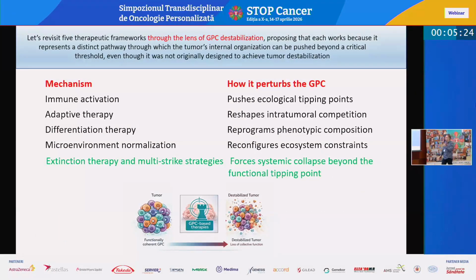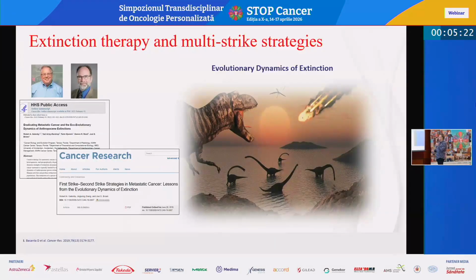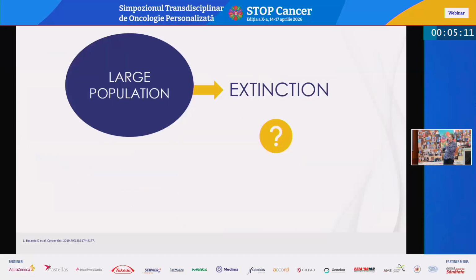Finally, the extinction therapy and multi-strike strategy. This approach finds its inspiration in the evolutionary dynamic of extinction. Each time it's the same story, even with the dinosaurs. We have, of course, the meteorite, the first strike, but it was not the meteorite that was able to kill all the dinosaurs in only one step.